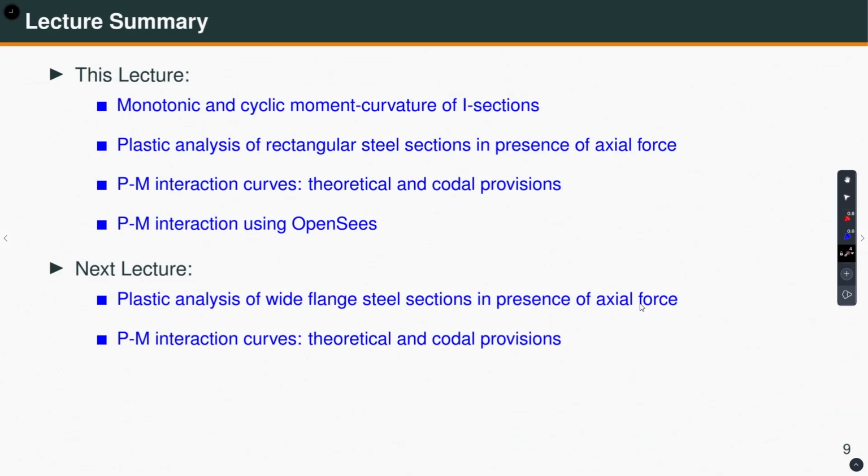Okay. So, with that, let me summarize what we have done in this lecture. In this lecture we have looked at monotonic and cyclic moment curvature response for an I section, and we have looked at plastic analysis of a rectangular cross section in the presence of axial force and derived the theoretical PM interaction curves. I have also shown you that we use the same equation in our design code IS 800 2007. We have also discussed how you can develop a PM interaction curve using OpenSees using fiber section discretization.